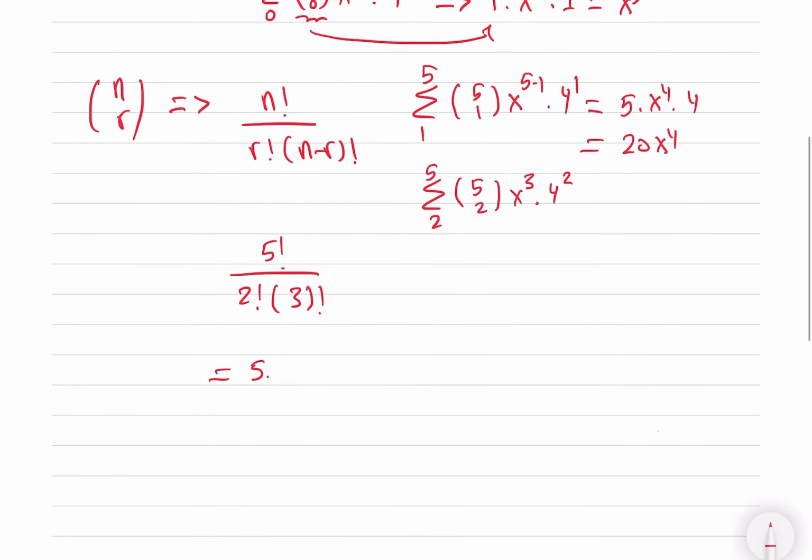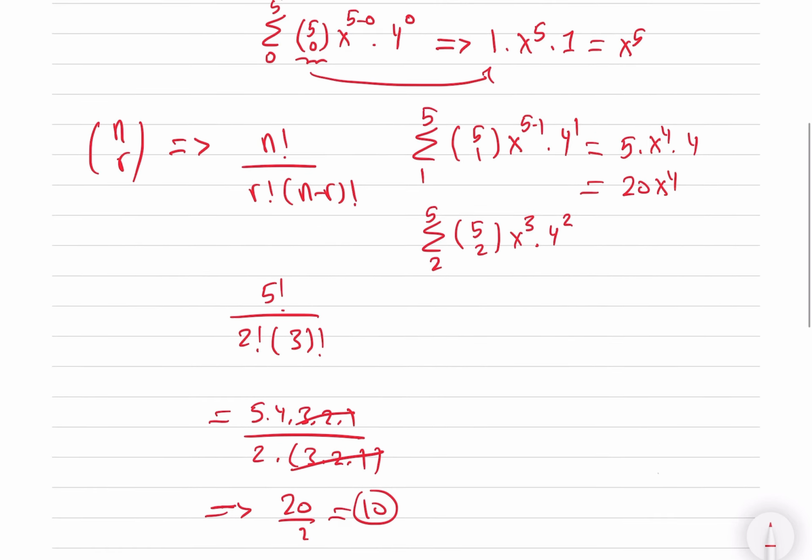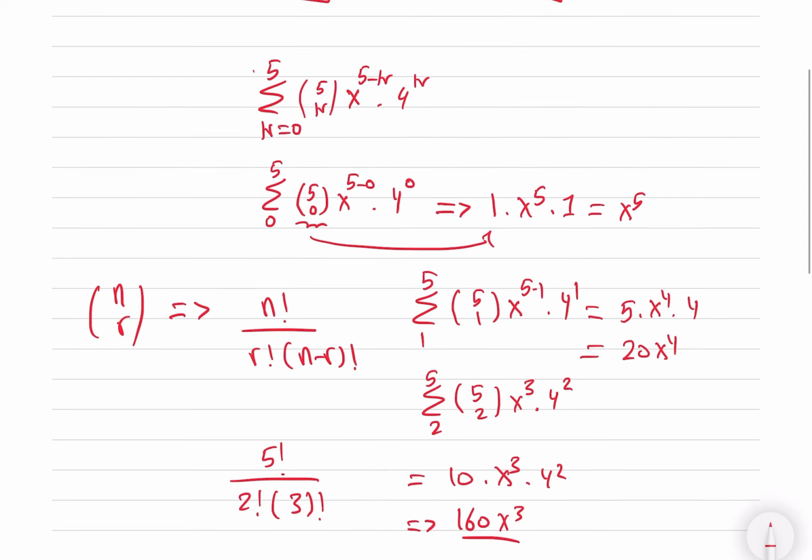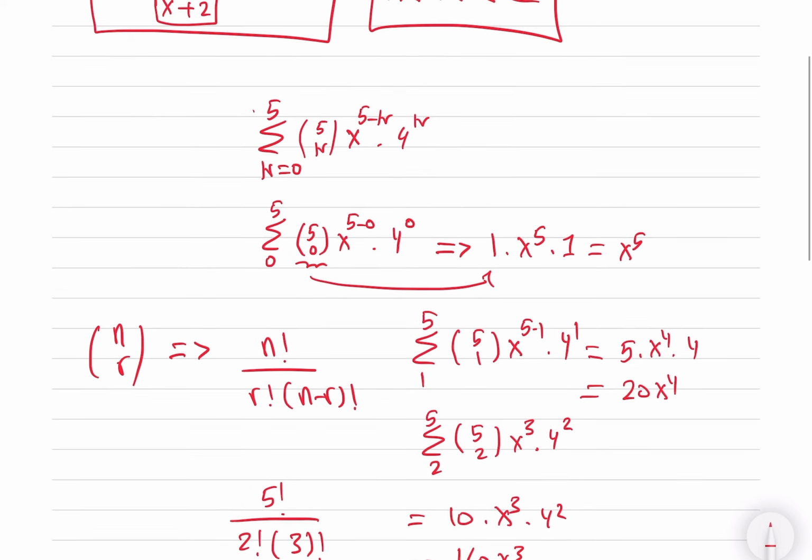Now this is 5 by 4 by 3 by 2 by 1, over 2 multiplied by 3 by 2 by 1, right? These cancel out. You have 5 by 4, which is 20, divided by 2, which equals 10, and that's it. Now you're simply left with 10x cubed multiplied by 4 squared, which is 16. 16 times 10 is 160x cubed, and that's your third term, right? x^5 is the first one, then x^4, then x cubed. Okay, that's correct.